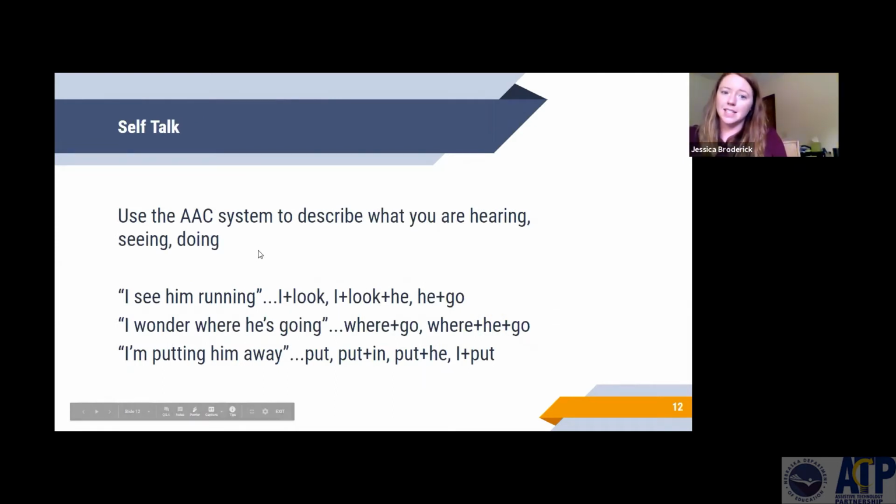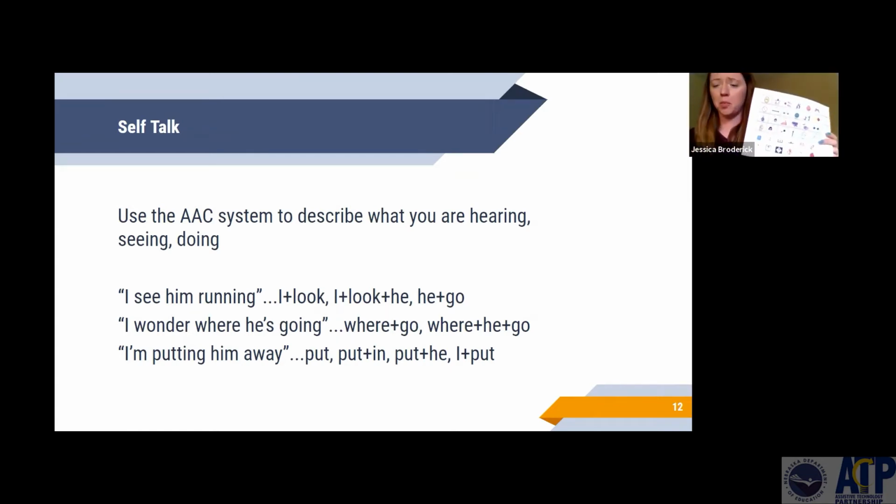Another way you might be doing that is self-talk. Just like parallel talk where you're describing what the child is doing, self-talk tells them what I'm doing. So this is what I'm hearing, seeing, or doing. So we're playing along and I say, oh, I see him running. What I might be modeling is I look. And even though that says look, the concept is that I'm seeing, look and see. I'm telling the child that my attention with my eyes is somewhere, using the word look or see. So I might be modeling he go because I'm talking about I'm seeing him running and going somewhere.